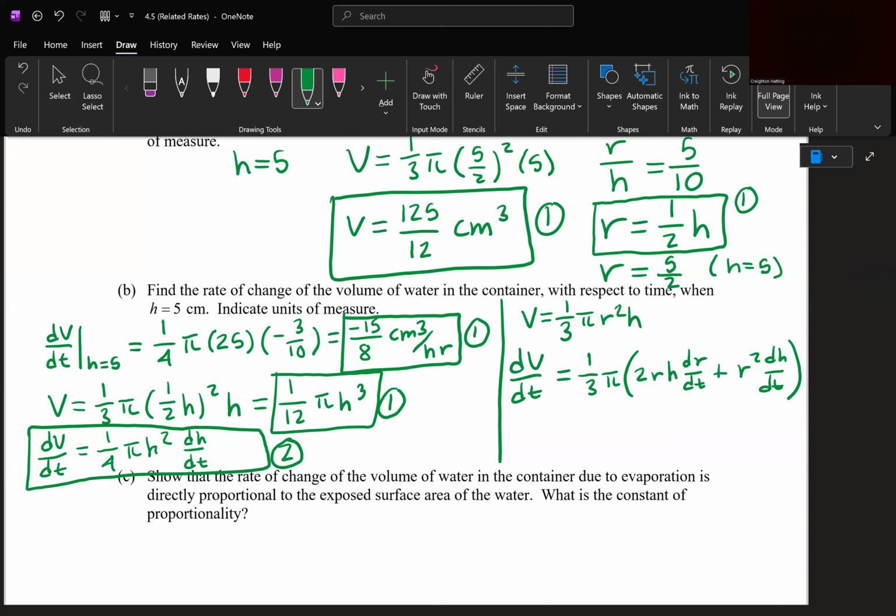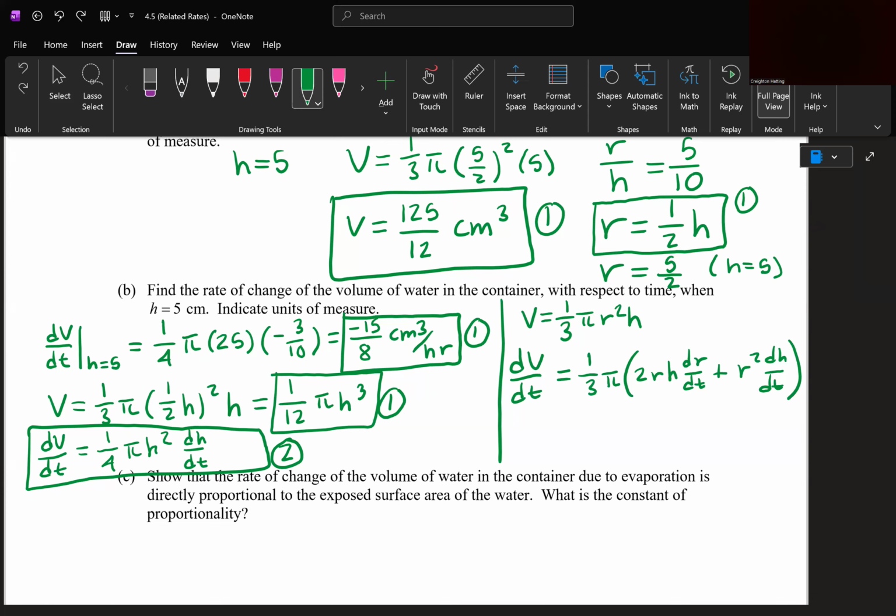Okay, we know dh/dt. That is -3/10. We know r. That's 5/2. We found that above. We even know h. And again, h is 5 and r is 5/2. What we do need to find out is, what is dr/dt? What in the world is dr/dt? How could we find that? Well, fortunately, we have a nice little simple equation for r right above. Right here, r equals 1/2 h. Using that, we could find the derivative of r with respect to time.